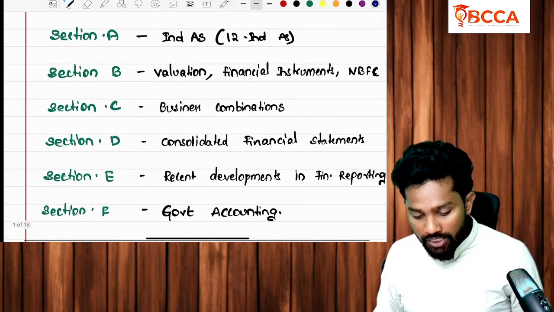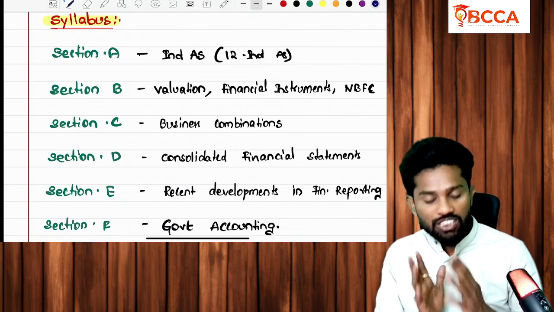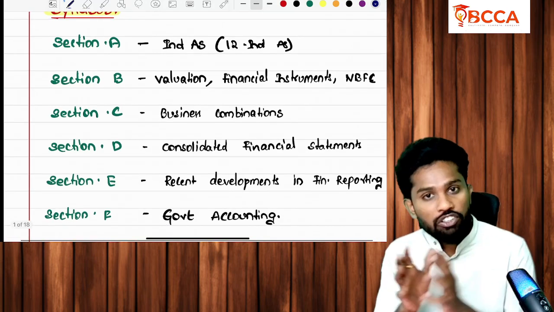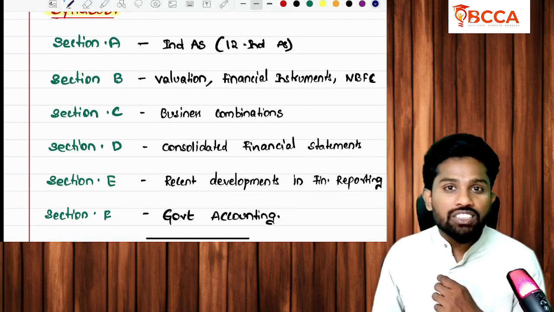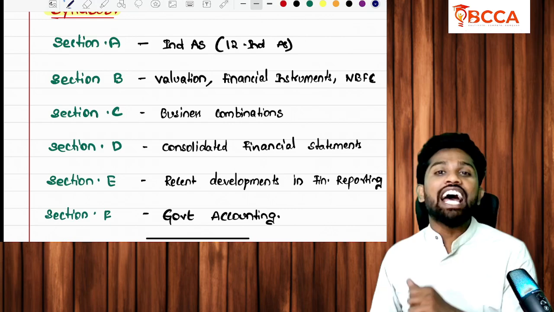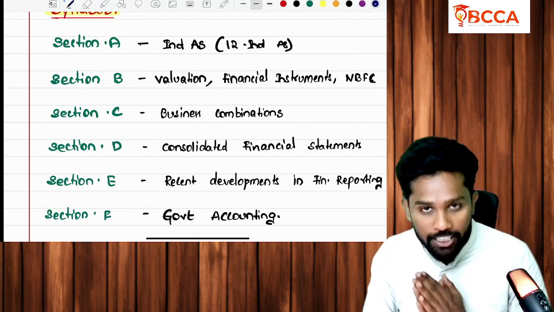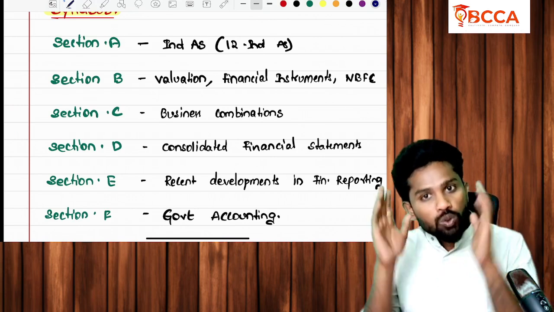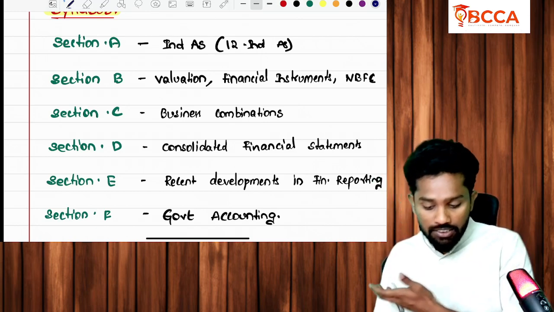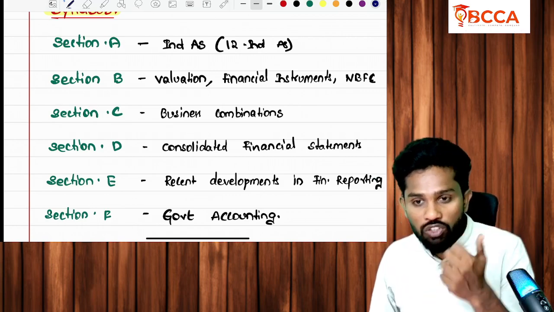First, if you see the syllabus, the Institute has categorized it into 6 sections: Section A, B, C, D, E, and F. Let us see what will be in each section. Section A consists of Ind ASs. There are 12 Ind ASs specifically identified by the Institute and kept under Section A. I am not saying there are only 12. There are other Ind ASs as well, but covered under different sections like B, C, D. Specifically, Section A consists of 12.